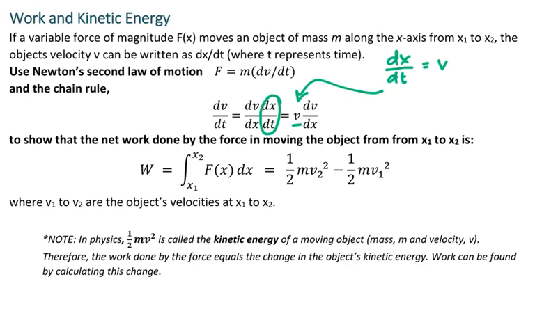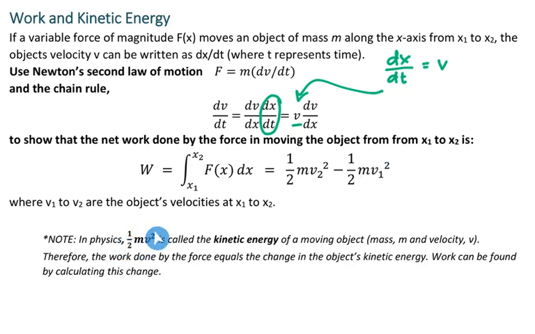So we want to show that the net work done by the force moving the object from its initial to its terminal position, x sub 1 to x sub 2, work is the integral of the force, integrating that force. And we want to show that that is equal to 1/2 mass times the velocity at the second position squared minus 1/2 times mass times the velocity at the initial position squared.